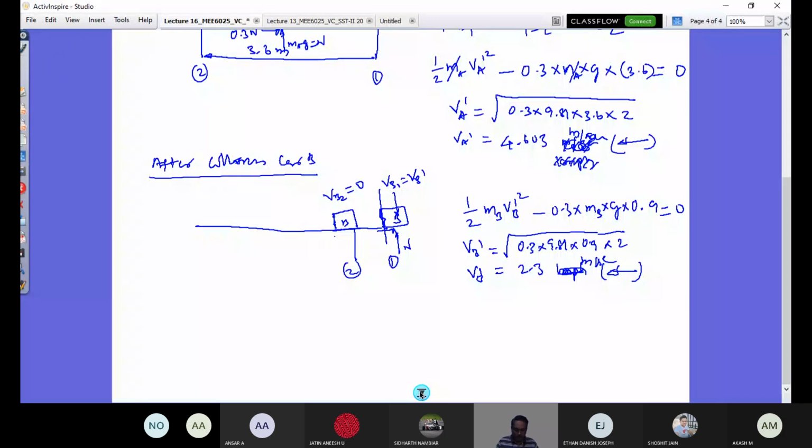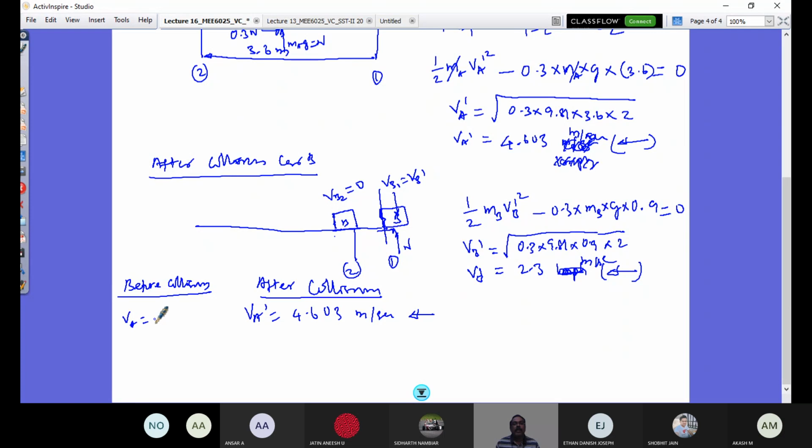So now I made some mistake here when calculating. I just corrected it now. So let's continue doing it. So we have now V_A dash, which we got after collision, 4.603 meter per second. This is after collision. Before collision, this V_A, 8 kilometers per hour, is equal to 2.22 meter per second.